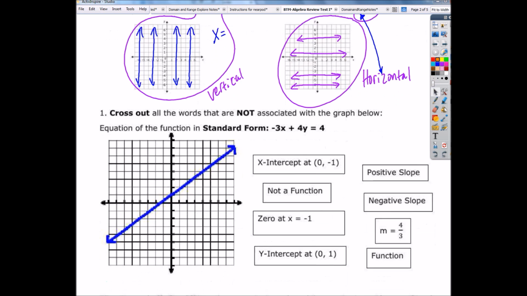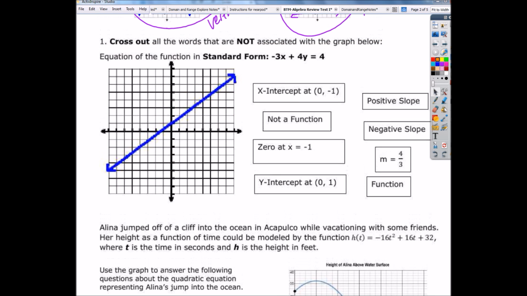All right, going down to the next spot, it's the little cross out. Cross out all the words that are not associated with the graph below. Now, we've got to be careful here because it does give us a standard form, and that may come into play in just a bit. So let's see. X-intercept is (0, negative 1). Hold up. It says x-intercept, but it gave me a y value. I don't even have to look at the graph. That is wrong. So peace out.